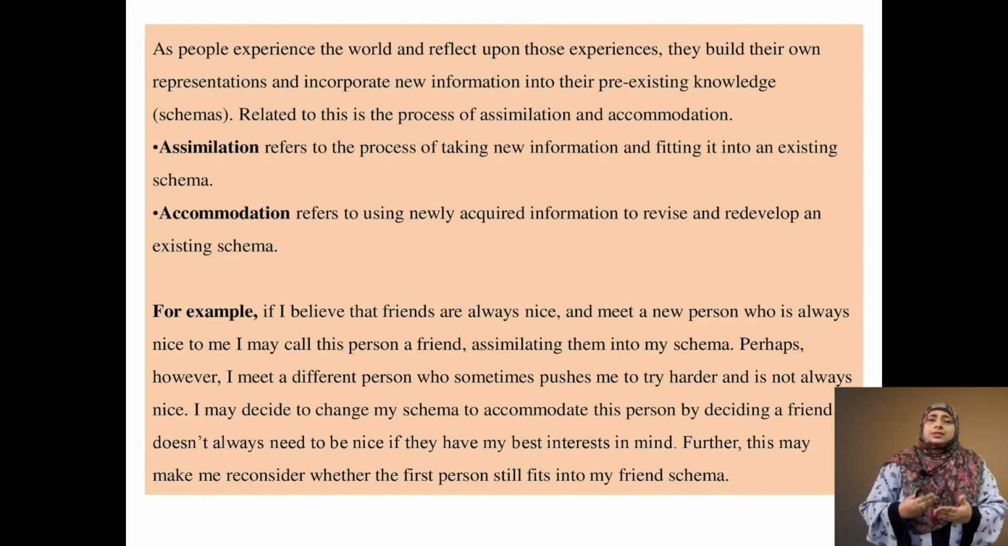So, I may need to change my schema now, or accommodate this person by deciding that a friend does not always need to be nice, sometimes he can be nice. If they have my best interest in mind, I may further consider whether the first person still fits in my friend schema or not. This is up to me, how I am going to assimilate or accommodate. So, this is the process of constructivism, which involves assimilation and accommodation, through which the child constructs their own understanding and knowledge, by experiencing and reflecting on those experiences.